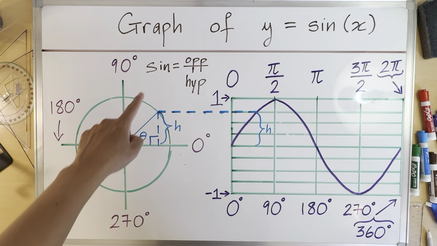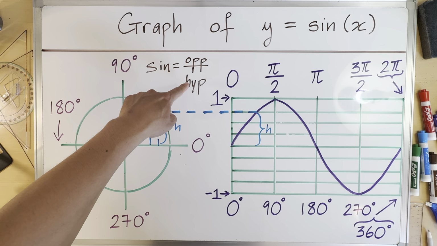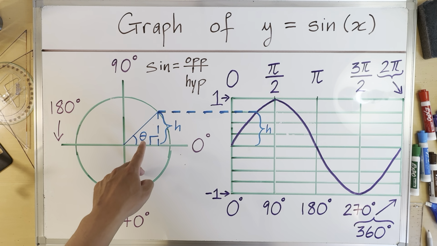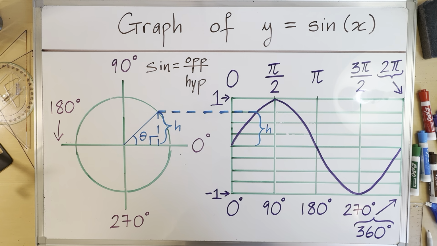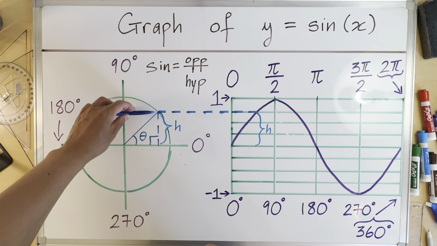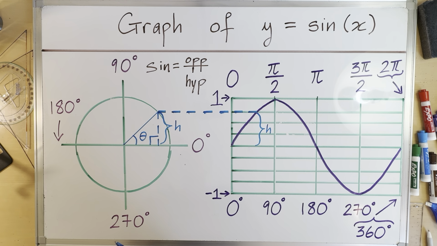Now, given the fact that sine is equal to opposite over hypotenuse, this means that the sine of angle theta would be equal to the opposite side, which is this side right here, from here to here, divided by the hypotenuse, with the hypotenuse being the radius of the circle, which is from here to here.